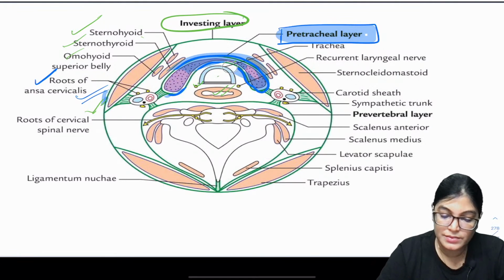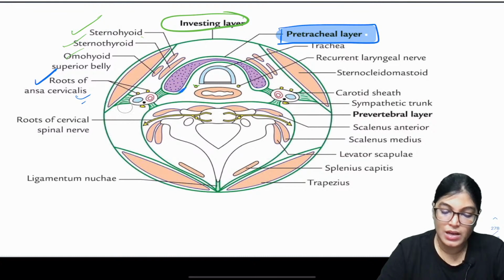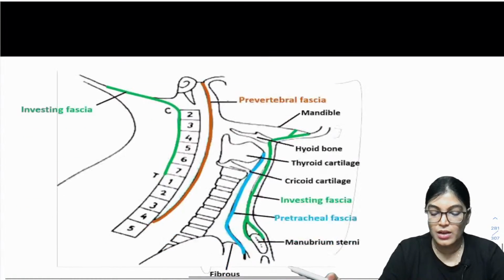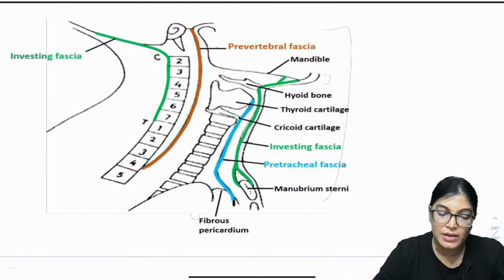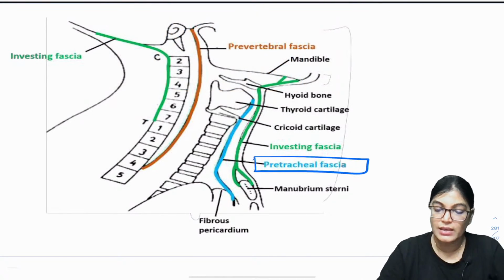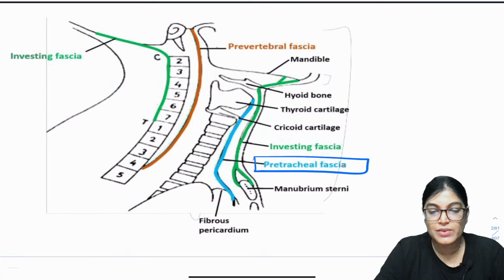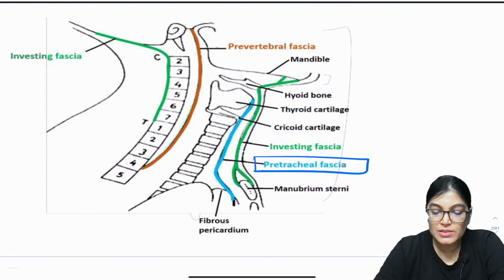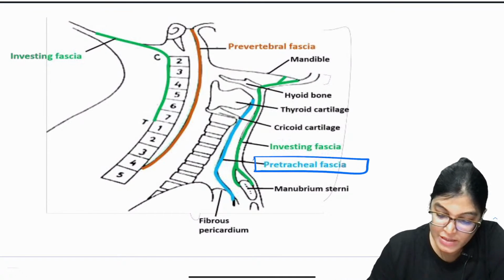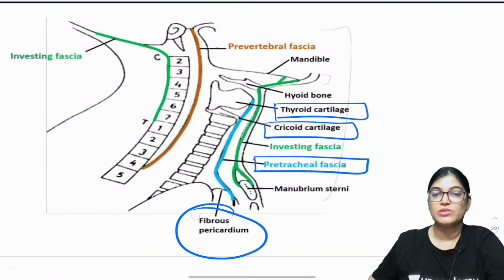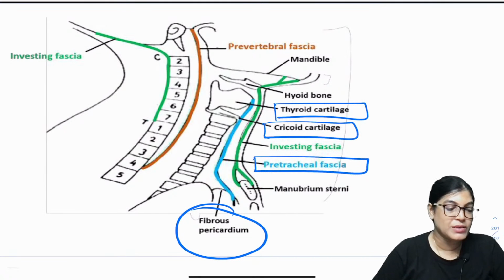So, done with this. Now, at the end I will show you the different layers in different colors. Now, I would like to show you the vertical tracing. See this diagram. The pre-tracheal layer is shown in blue color. In the vertical tracing, when traced above to the hyoid, it passes in front of the trachea and merges with the thyroid cartilage, cricoid cartilage, and ultimately lower down it merges with the fibrous pericardium.